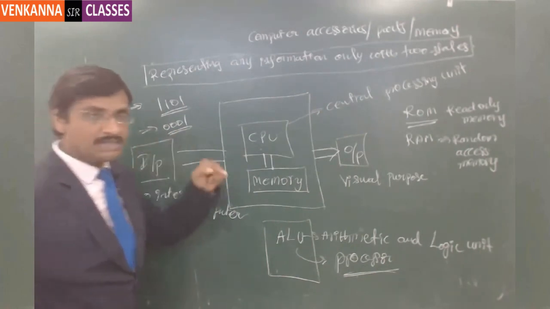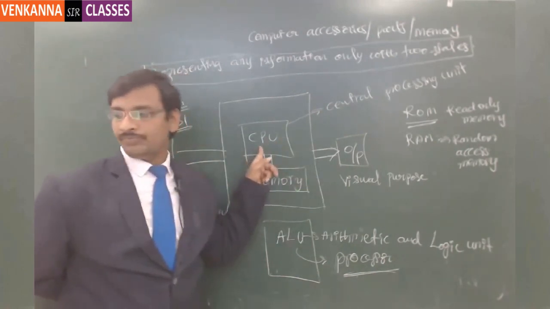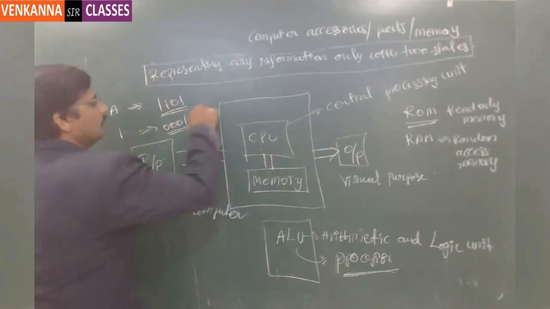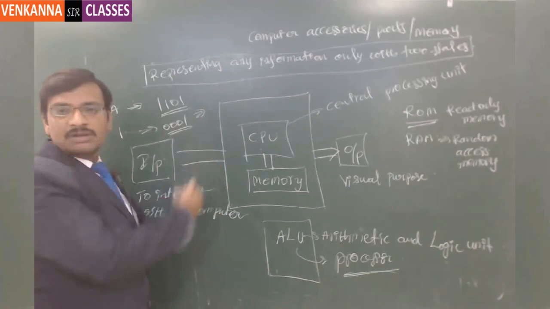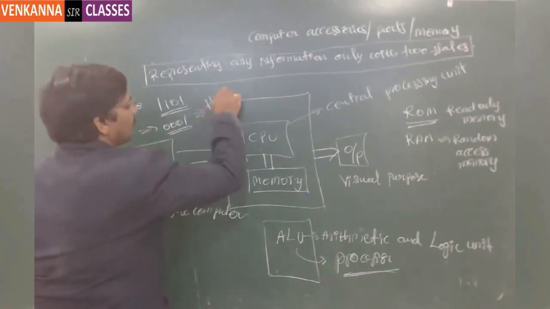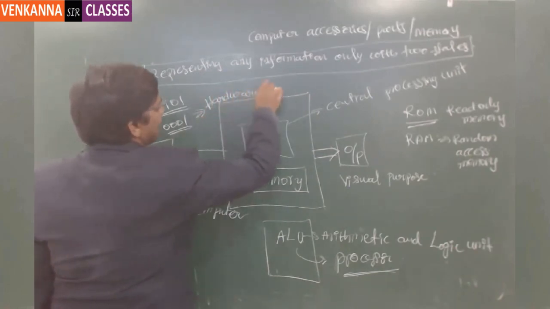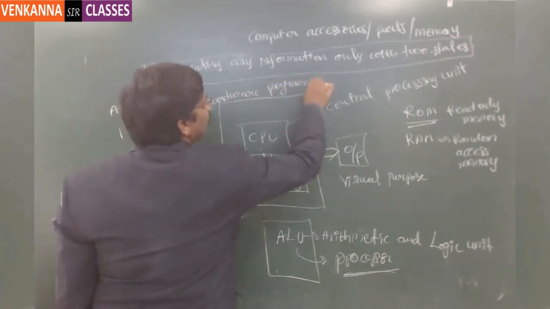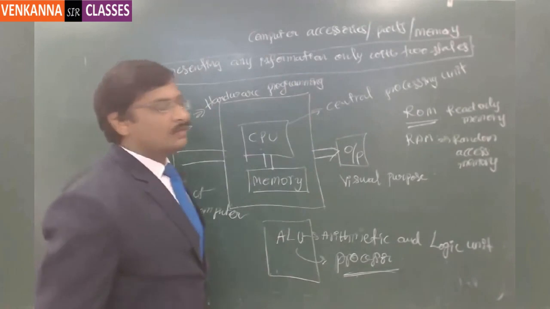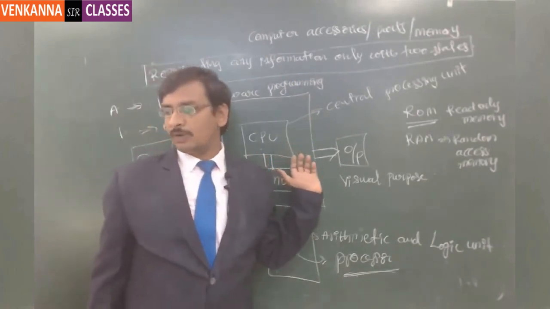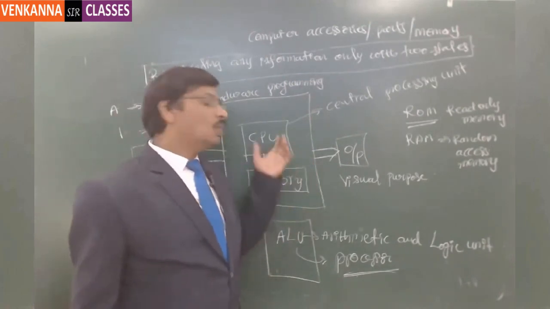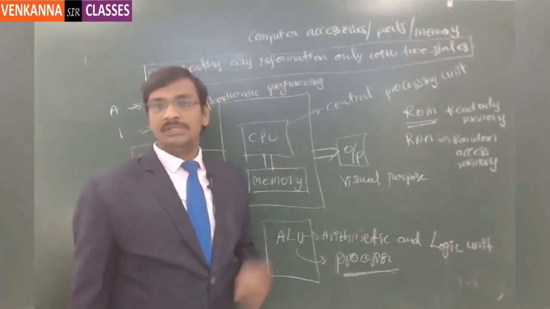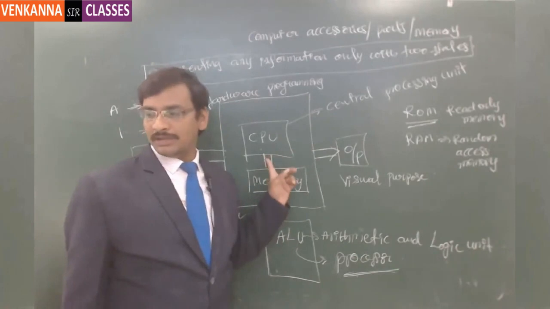So this interpretation has to be done by the CPU. This is what we call hardware programming. Writing the program in this particular format is called hardware programming. Hardware programming is a very, very complex level of programming. Why? Because you have to understand the way the computer understands any information. Then only will you be able to code the binary systems.